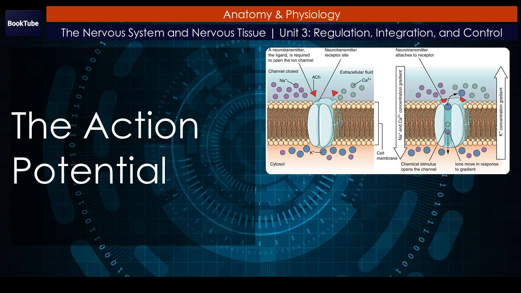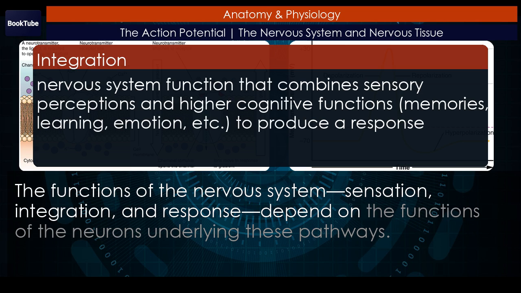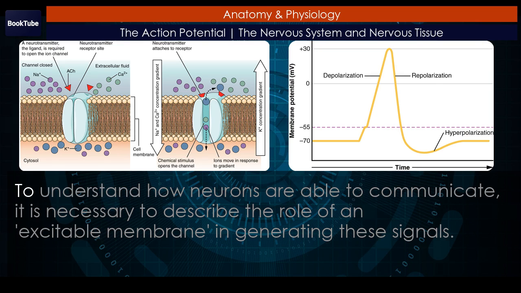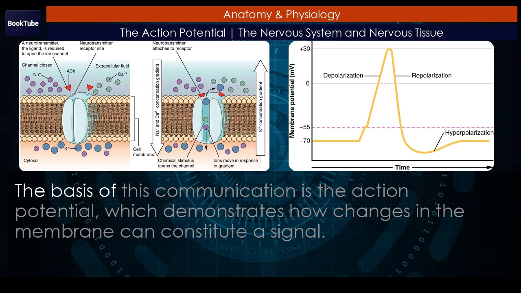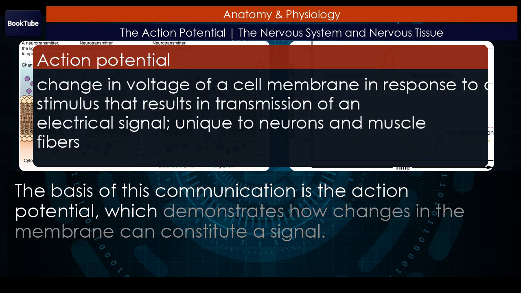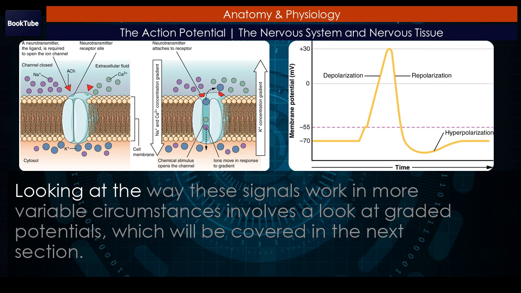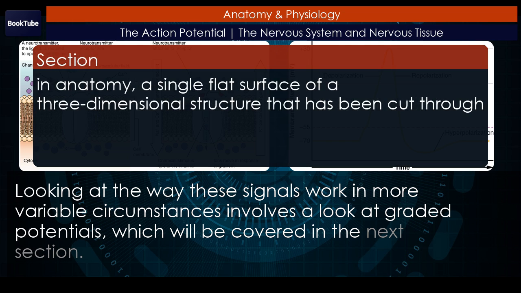The functions of the nervous system, sensation, integration, and response, depend on the functions of the neurons underlying these pathways. To understand how neurons are able to communicate, it is necessary to describe the role of an excitable membrane in generating these signals. The basis of this communication is the action potential, which demonstrates how changes in the membrane can constitute a signal. Looking at the way these signals work in more variable circumstances involves a look at graded potentials, which will be covered in the next section.